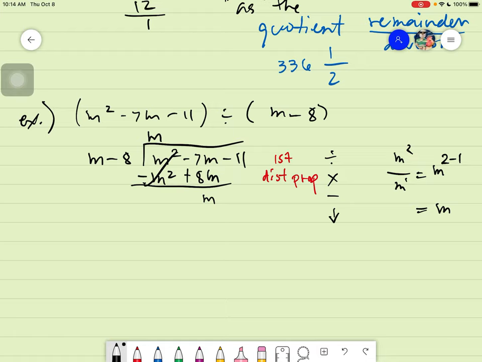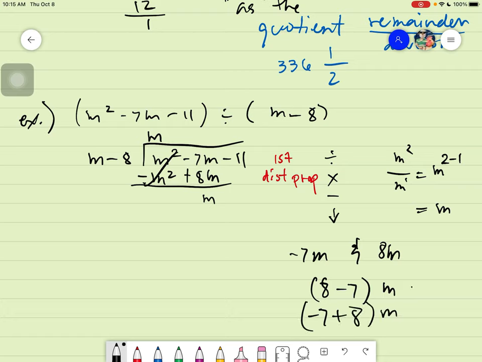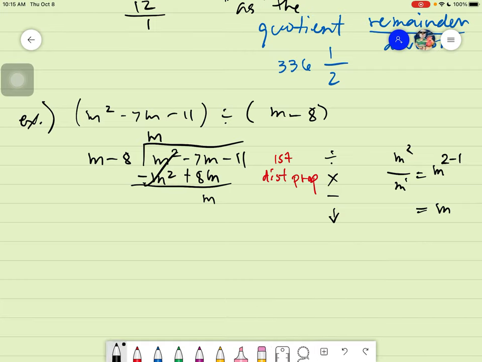Kapag ikaw ay nag-a-add ng numbers na magkaiba ang sign, therefore, you have to subtract them. And 8 minus 7 is 1. And the sign of 8 is positive kasi siya ay mas malaking number, you take the positive sign. So, positive m. Again, ganito lang yan ha. You're joining 7m and 8m. Joining, pinagsasama mo. Okay? Since magkaiba sila ng sign, instead of joining them, you subtract. So, that's 8 minus 7m. Or, pwede rin negative 7 plus 8m. And still, the answer would be m. Okay? You got that.